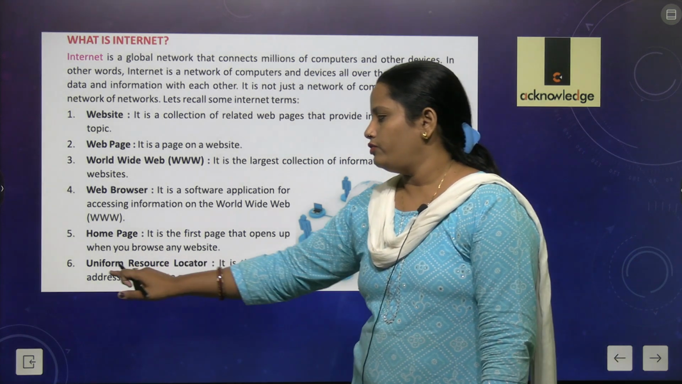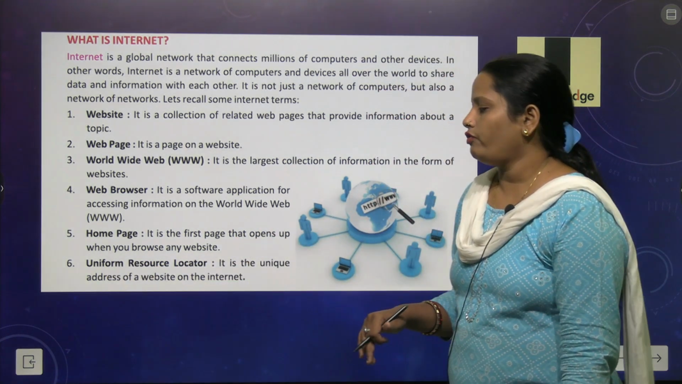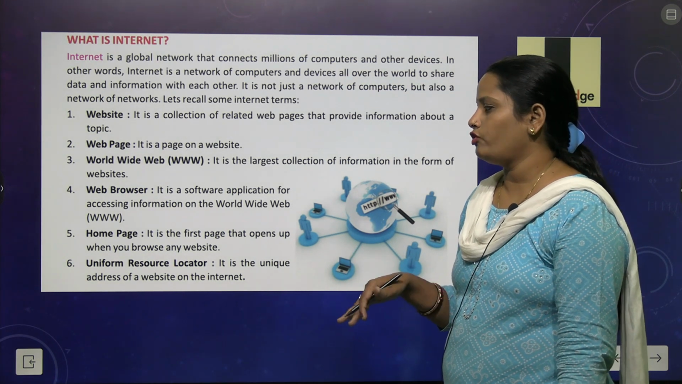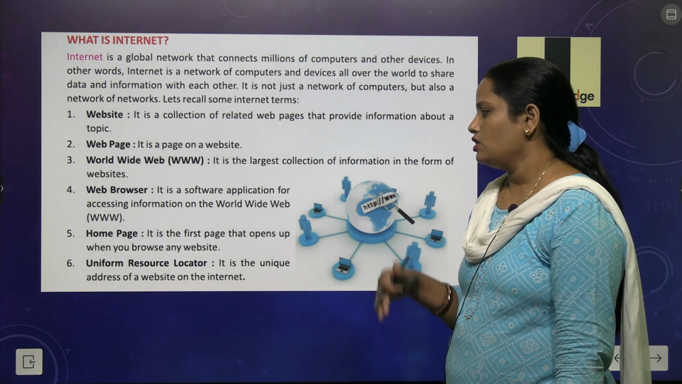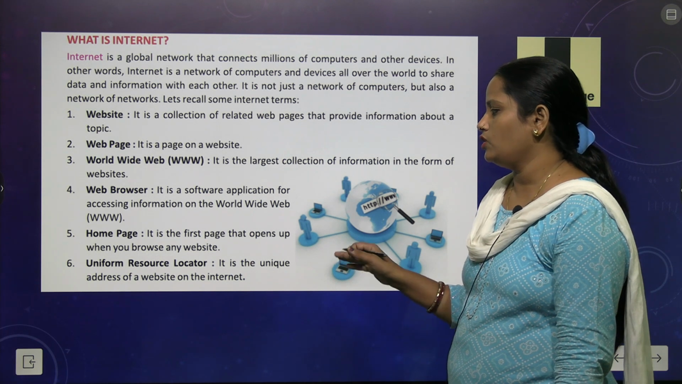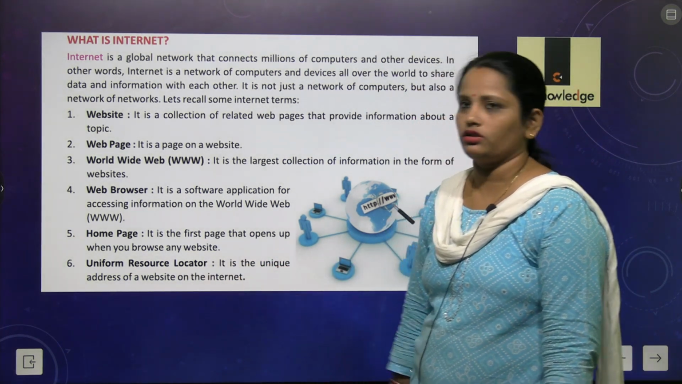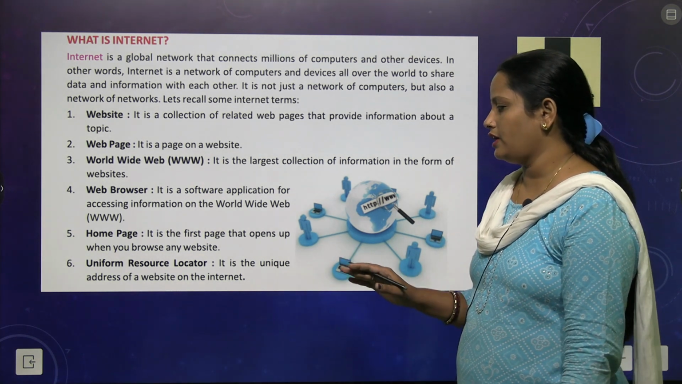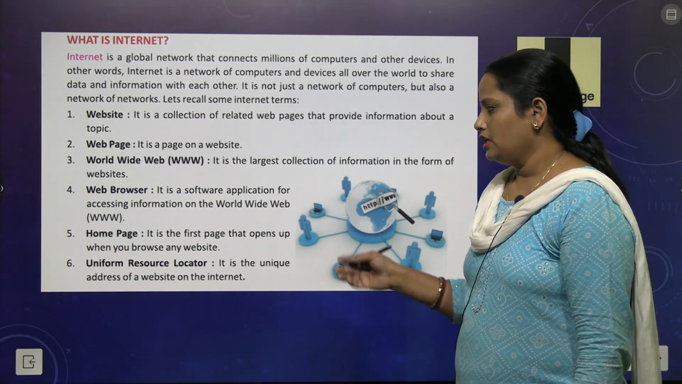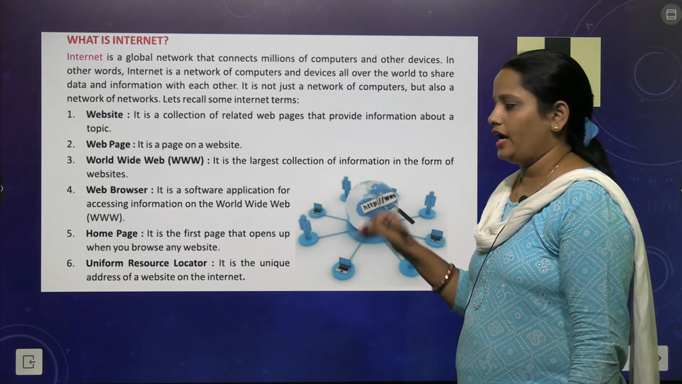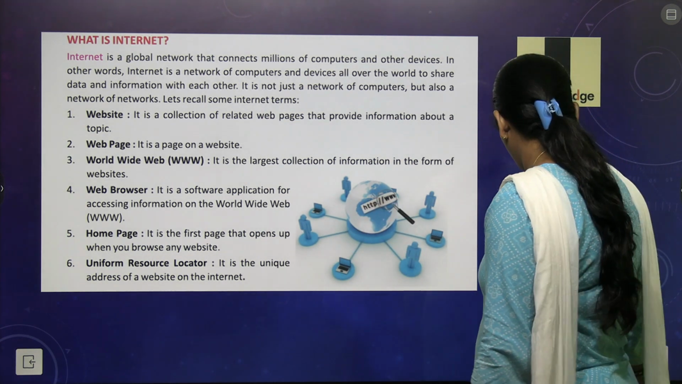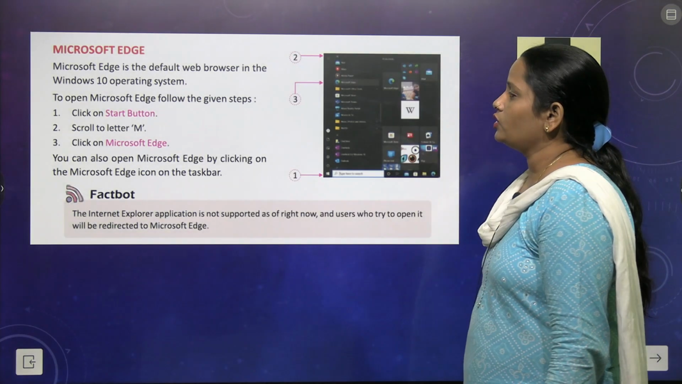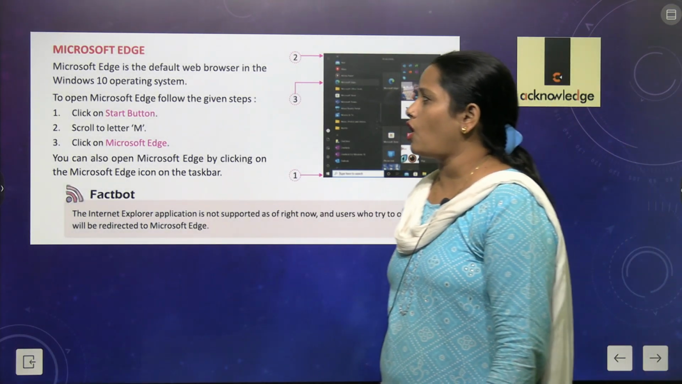Sixth one is Uniform Resource Locator, which in short form is URL. So what is URL? It is the unique address of a website on the internet. So whatever website we have typed, it is the address of that website. Okay, these were the basic terms of internet. Now we are going to learn about Microsoft Edge.